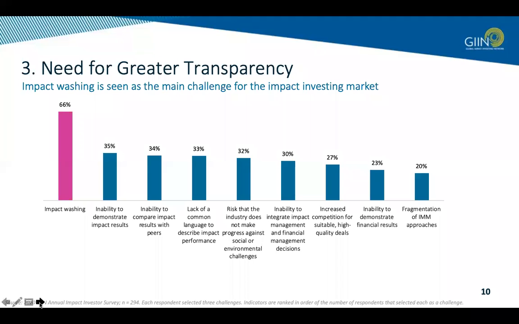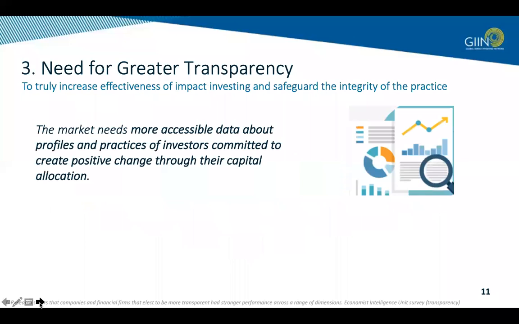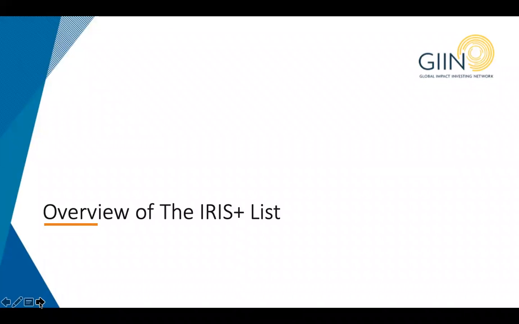So clearly we know that something needs to be done. If we truly want to increase the effectiveness of impact investing and safeguard the integrity of practice, the market needs to have more accessible data about the profiles and practices of investors that are committed to creating change through their capital allocation. And while there's research that shows that higher transparency leads to stronger performance, and while there is demand for higher transparency, we see in the survey results that there's still no incentive to share data. So that brings us to the IRIS Plus list, which is what we're going to be talking about today and gathering your feedback on, as a way to help address this need for greater transparency.